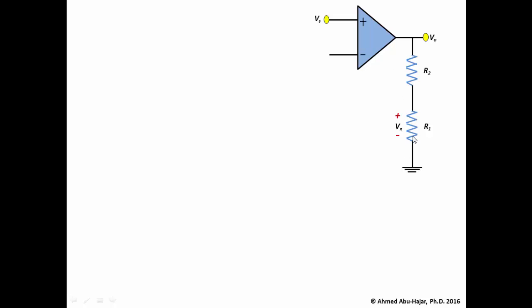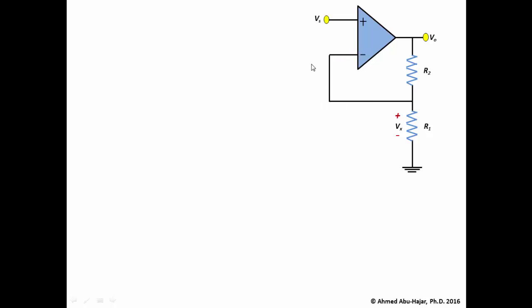Clearly those two resistors are in series and Vx is going to be less than V out. In fact, we can say that Vx, using the voltage divider, is nothing but R1 over R1 plus R2 times V out. So basically what that means is Vx is only a portion of V out.